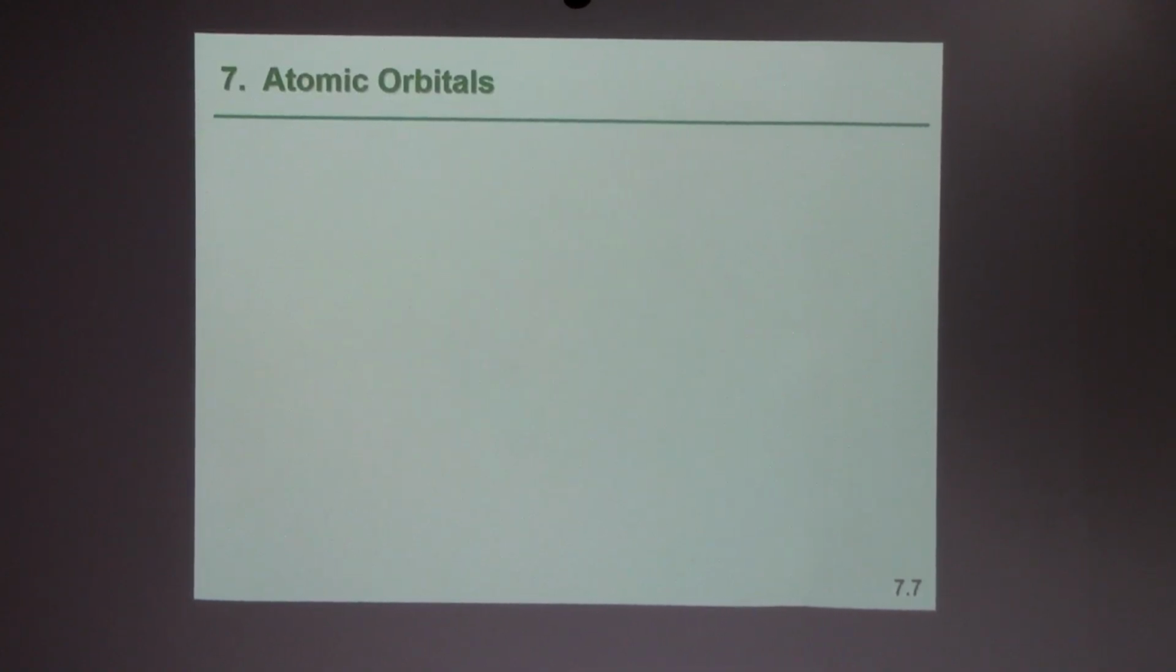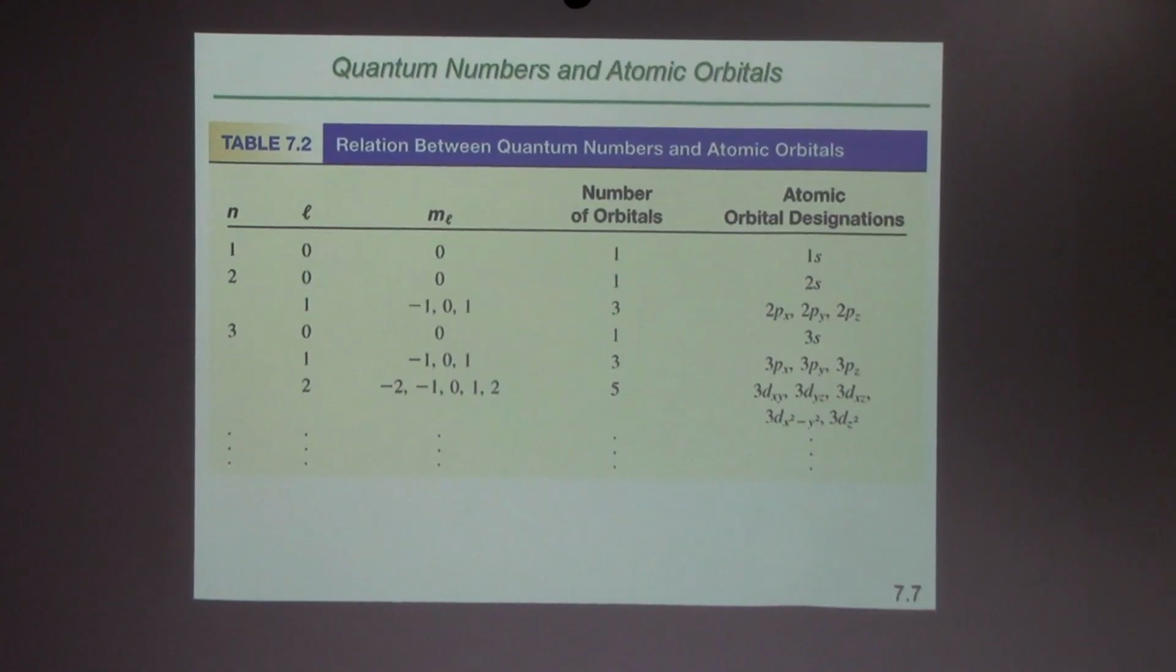Okay, so now let's talk about atomic orbitals. This is a review of what we just said. If n equals 1, L can only be 0. And the value of ML, which is dependent on the value of L, can only be 0. The total number of orbitals you have here is 1. If you just count how many ML values you have, you will find it's 1.